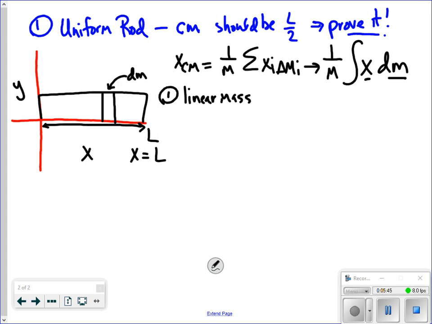Now density, I know you know what that is. That would be mass over, whoops, I can't spell. Oh wait, I have an eraser, I forgot. There we go. Let's try that again. There we go.